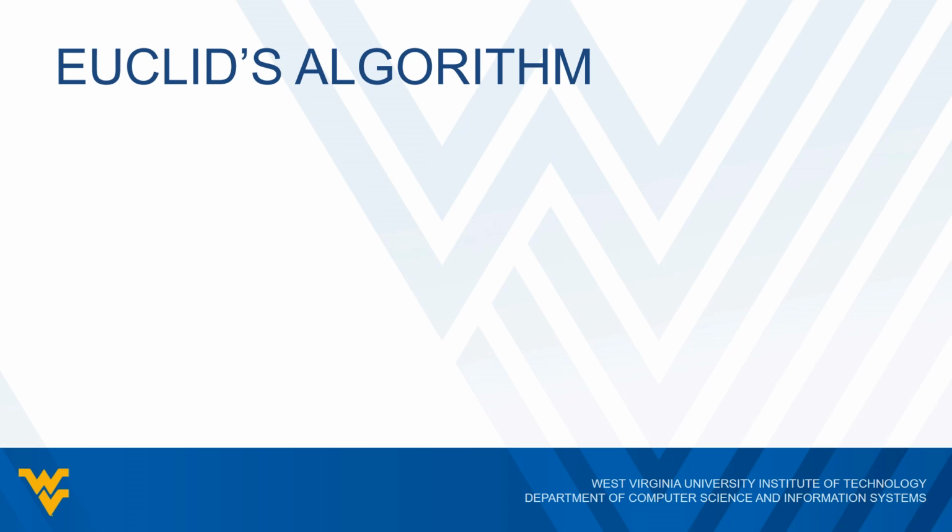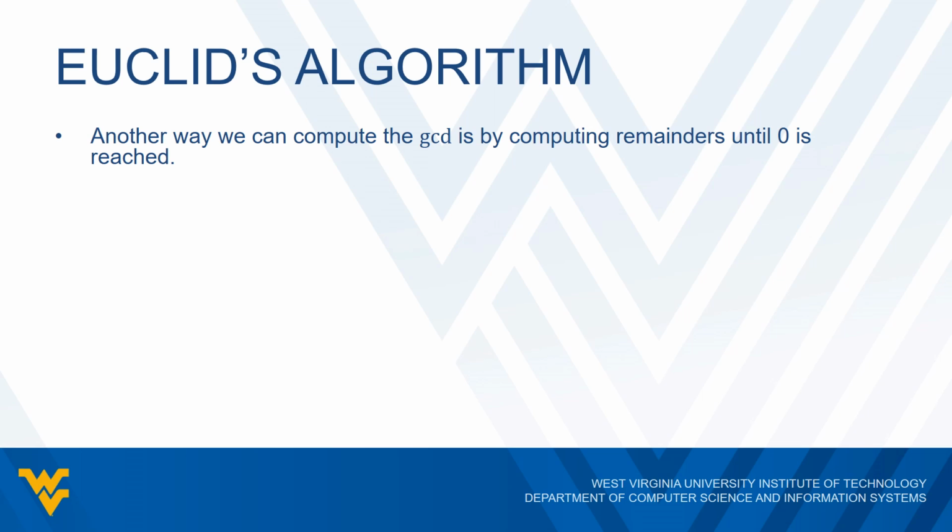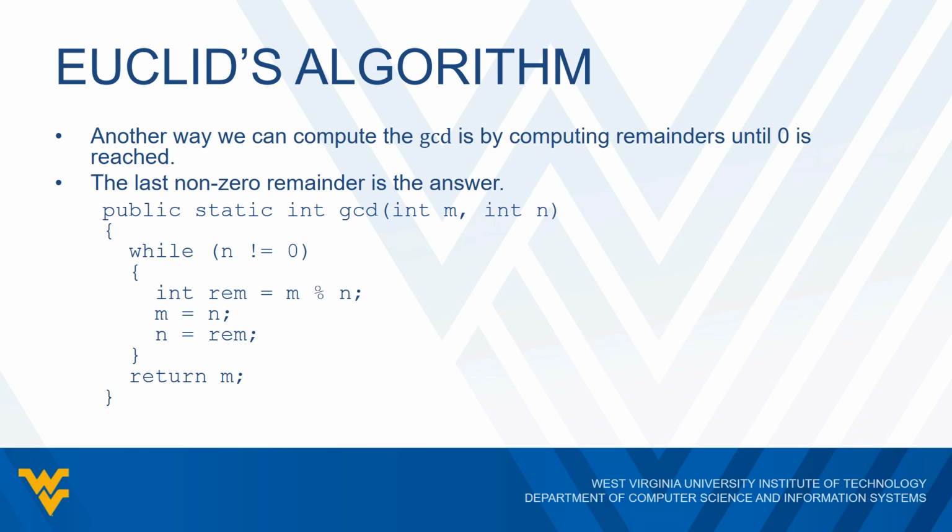There is another way to compute the GCD. And the way we do this is we would compute remainders until we get a 0. And then the last non-zero remainder would actually be our greatest common divisor. So let's take a look at some code that does this. So this is the actual implementation of Euclid's algorithm. So here we have m and n, so we're trying to get the greatest common divisor of m and n, and here we're going to assume that m is greater than or equal to n. If not, then we can just flip-flop m and n and we're good.